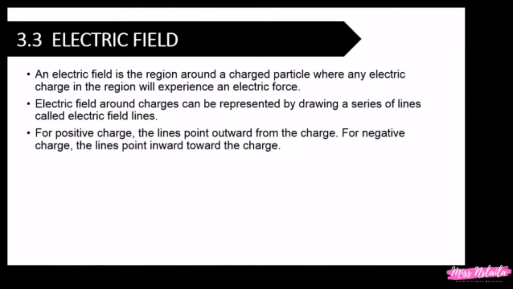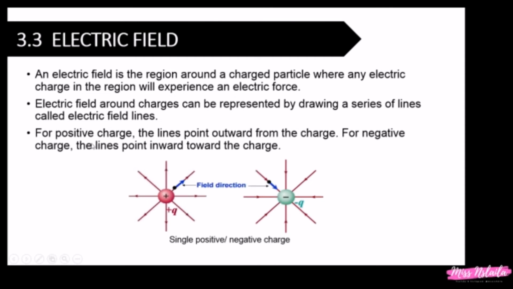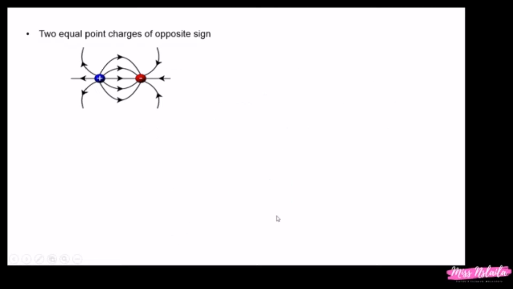So how to determine the direction of the electric field? We use electric field lines. And for positive charge, the lines will point outward from the charge. For negative charge, the lines point inward towards the charge. This is the example of how to sketch the electric field lines.